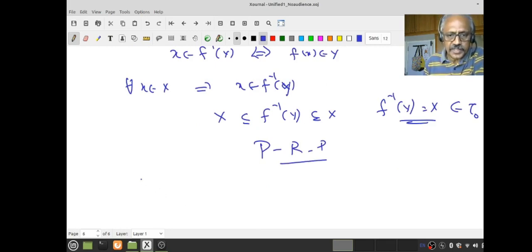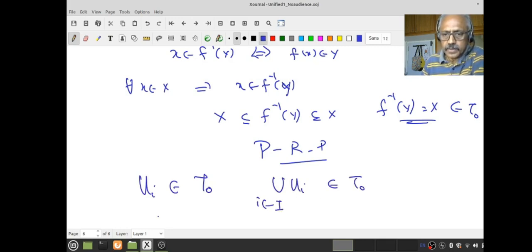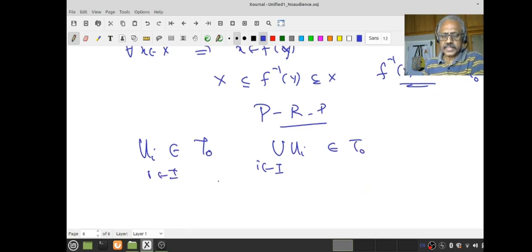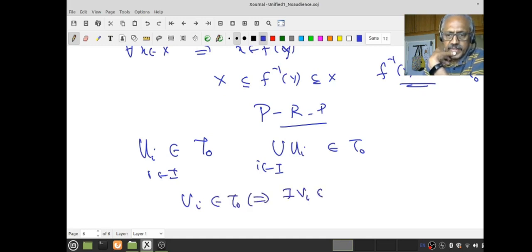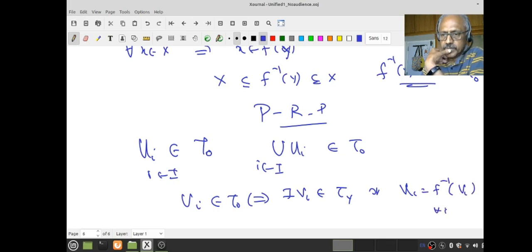Now let's look at arbitrary union. Suppose U_i is an arbitrary union of sets in tau naught. I want to know whether the union of U_i, i in I, is in tau naught. Okay, that's again easy. Now U_i belongs to tau naught. That means there is a V_i in tau Y so that U_i is f inverse of V_i. This is true for all i.